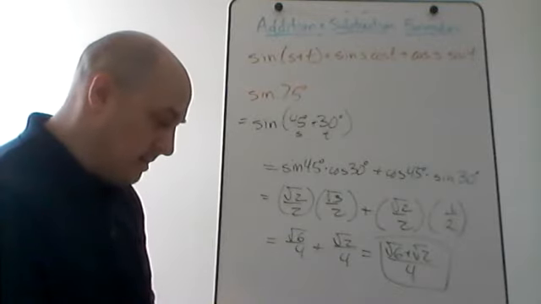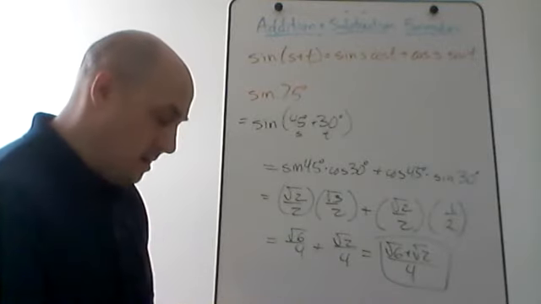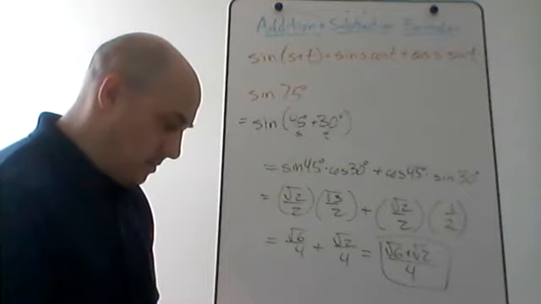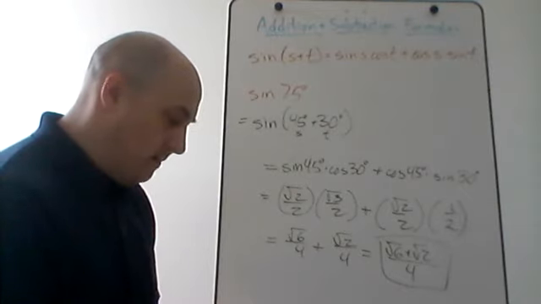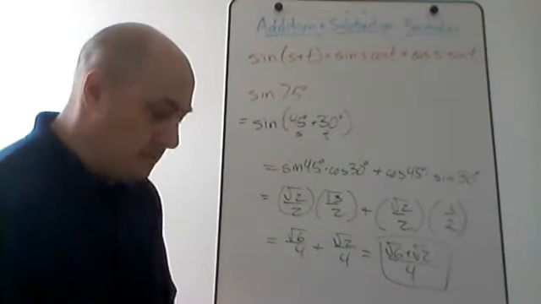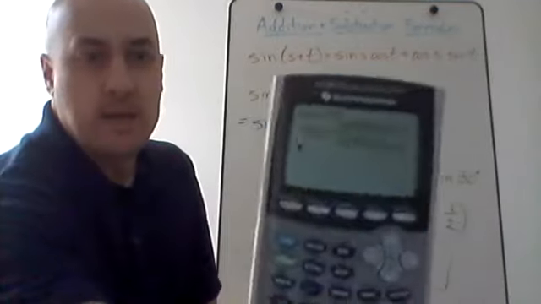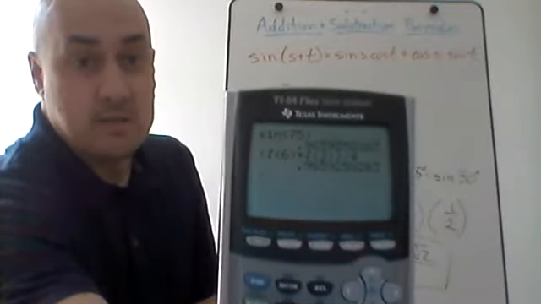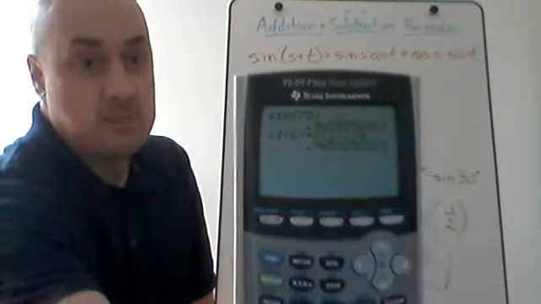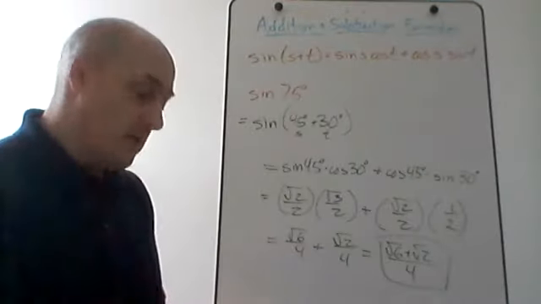So just to double check this, I'm putting in then my answer, square root of 6 plus the square root of 2, all of that in the numerator divided by 4. And when I put that one in, as you can see, I get the same value as just sine of 75. So that confirms that I did all the work correctly here and I got the correct answer.